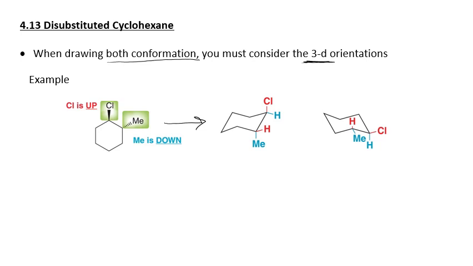So notice how the chlorine is on the top face of the ring and the methyl is on the bottom face of the ring. So we can be consistent here with my chlorine on the top face and the methyl on the bottom face. And remember, you've got hydrogens here. So they're opposite of each other. Chlorine is still on the top face and your methyl is on the bottom face.